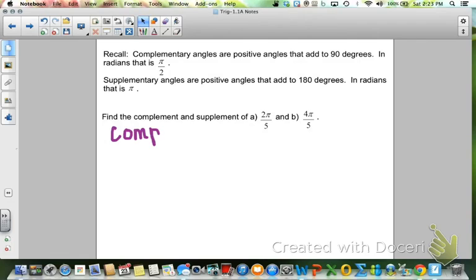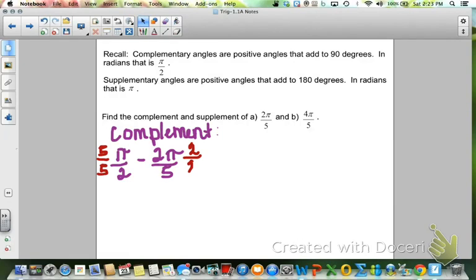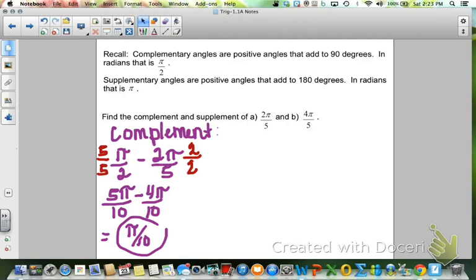In this next example, recall that complementary angles in geometry have been defined as positive angles that add to 90 degrees. Well, pi over 2 is equivalent to 90 degrees. So to get the complement, you take the pi over 2 and subtract the angle that you know to get the other angle. Here I'm just getting a common denominator of 10. I multiplied pi over 2 by 5 over 5 and 2 pi over 5 by 2 over 2. It gave me 5 pi over 10 minus 4 pi over 10 equals pi over 10.